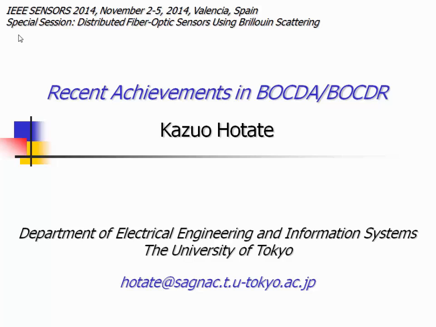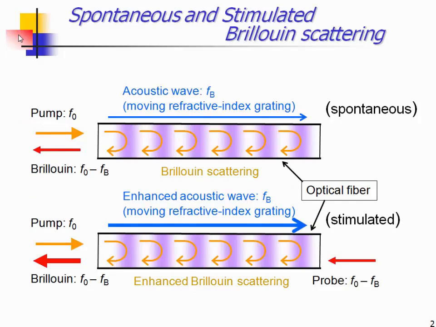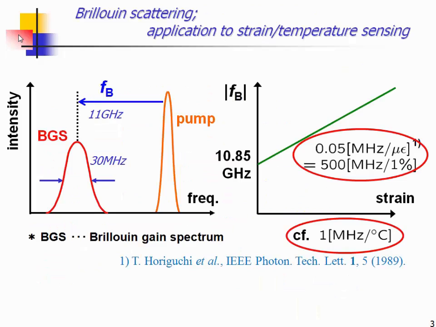The title of my talk this afternoon is the recent achievement in BOCDA and BOCDR. BOCDA means the Brillouin optical correlation domain analysis, and BOCDR is the Brillouin optical correlation domain reflectometry. Of course, I'd like to use the Brillouin phenomena. When we use the stimulated Brillouin scattering, the system is called the analysis system. When we use the spontaneous Brillouin scattering, the system is called the reflectometry. Today, I'd like to talk about these.